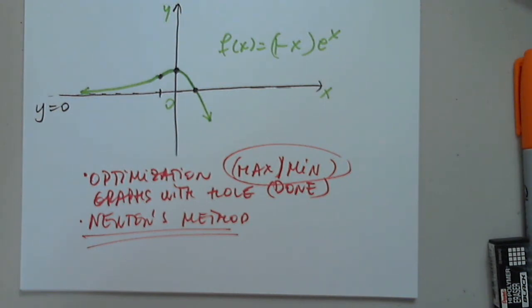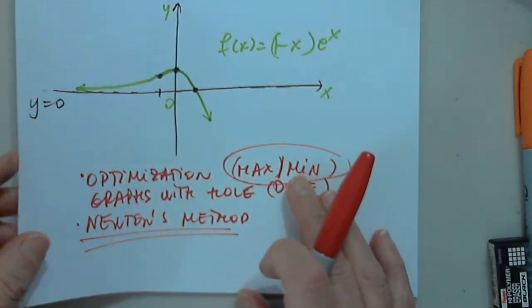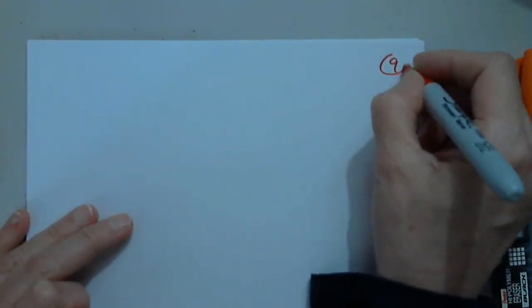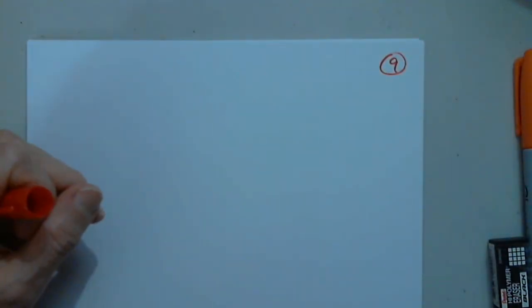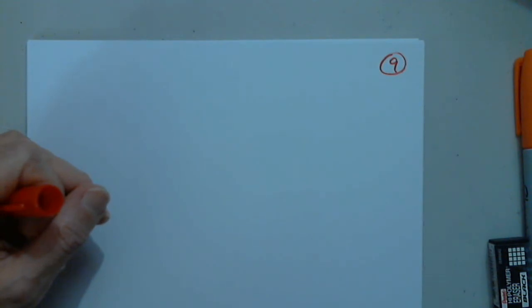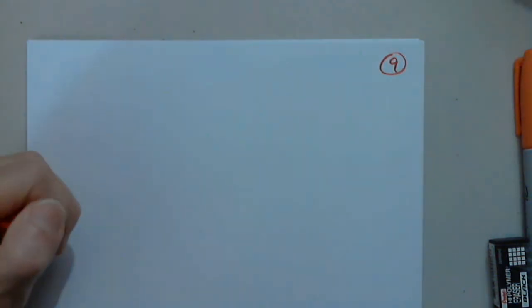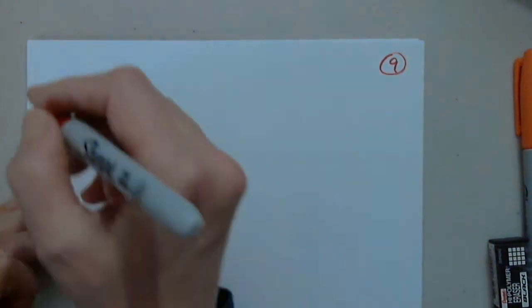optimization problems right here, 4.7. And we'll choose a couple, and then we'll look at Newton's method. Page 9. Okay. So allow me to choose. There are a lot of different situations, tons. I just want to start with something like 26.